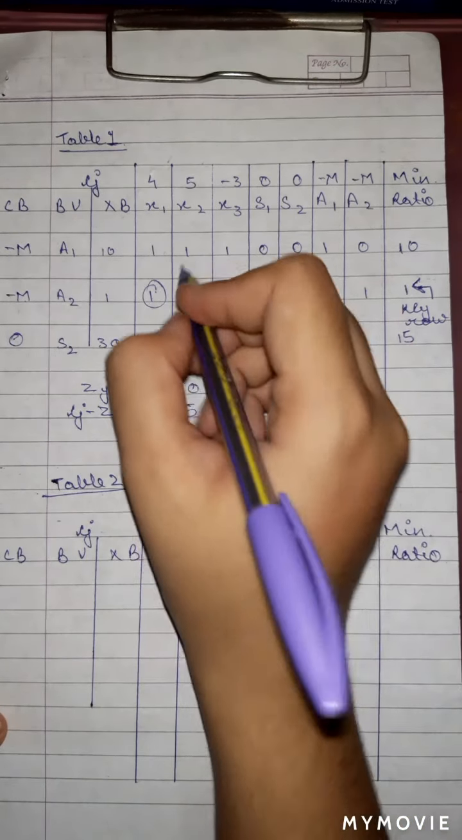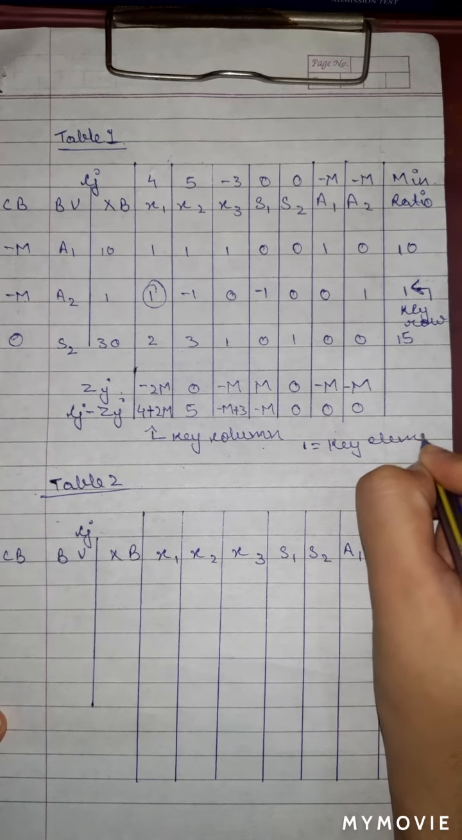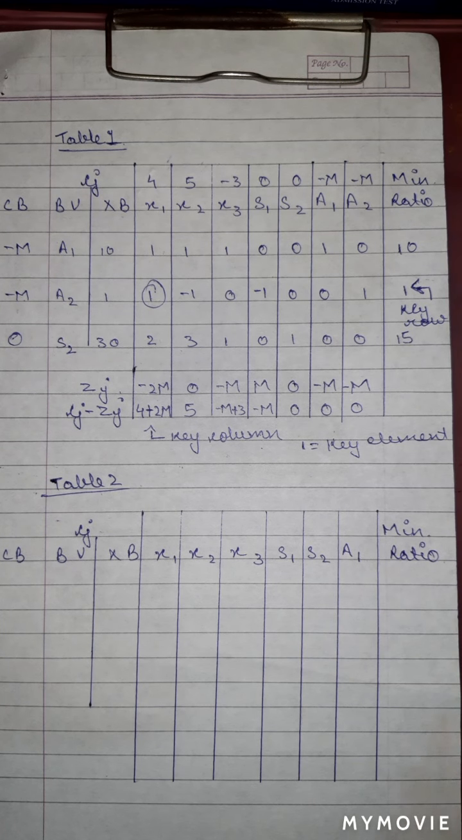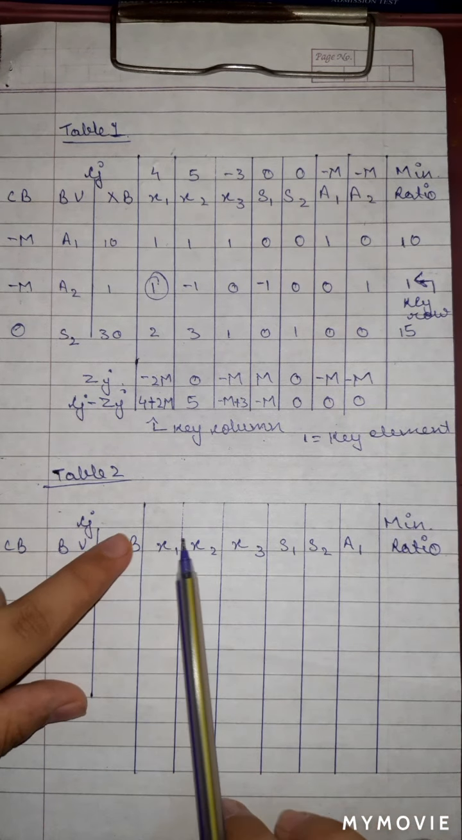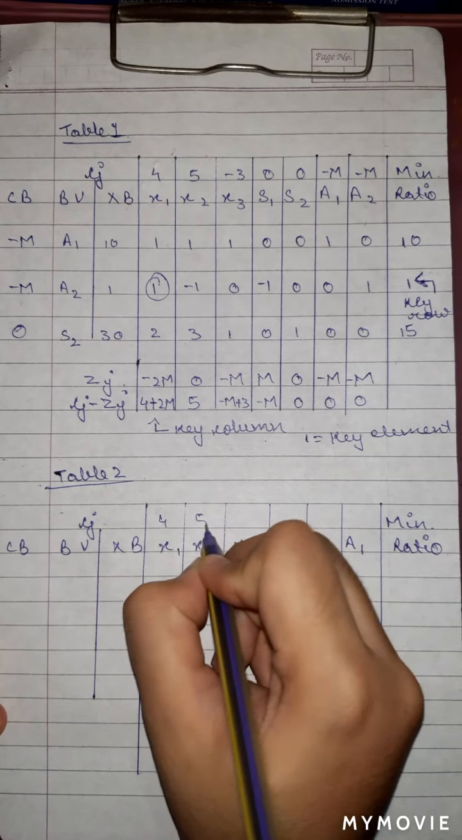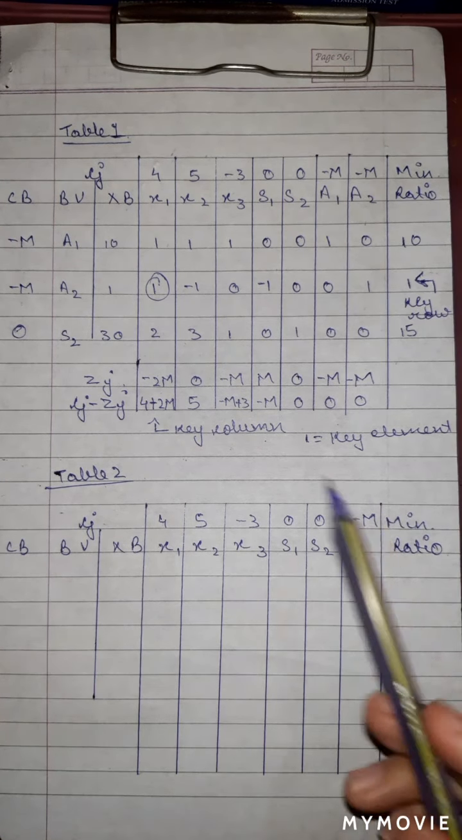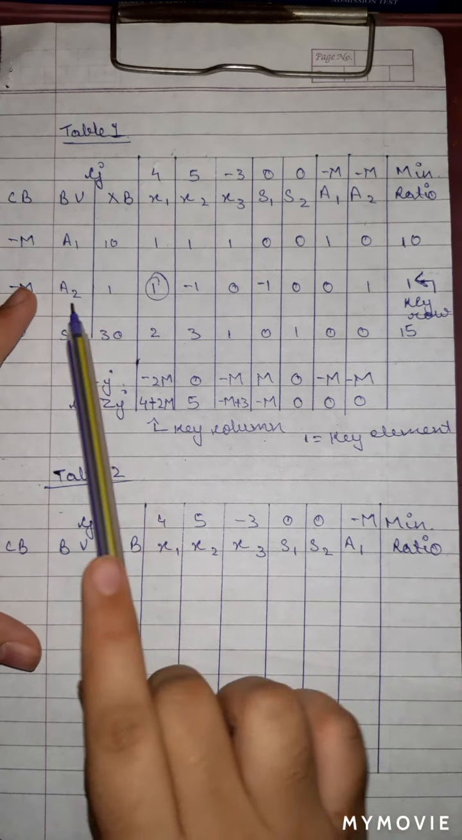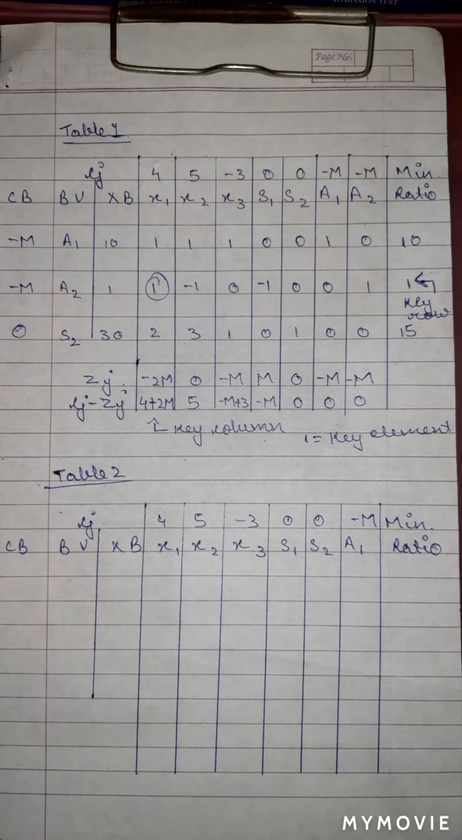So 1 is our key element. Now with the help of table 1 we are going to construct table 2. So values in table 2 will be, Cj's value will be the same in each and every table, 4, 5, -3, 0, 0, -M, and the leaving variable is a2 and entering variable is x1.